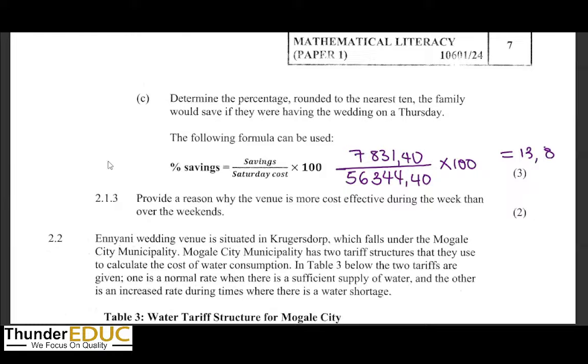13,8, which becomes what it's more likely to be, 10% to the nearest tens.